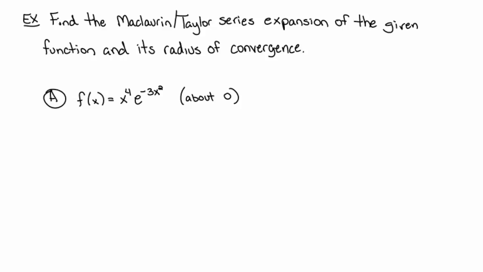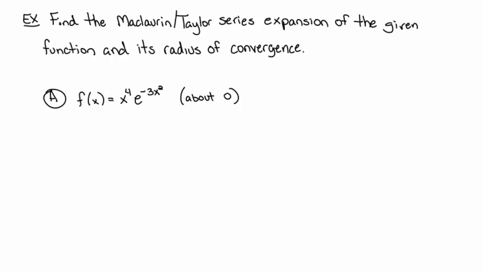In this video, we're going to do a bunch of examples of finding the Taylor or Maclaurin series expansions for given functions. And then we're also going to find the radius of convergence and possibly the intervals of convergence as well, because that's an important question. So the very first one here is just find the Taylor, or in this case, Maclaurin series expansion for f of x equals x to the fourth e raised to negative 3x squared.